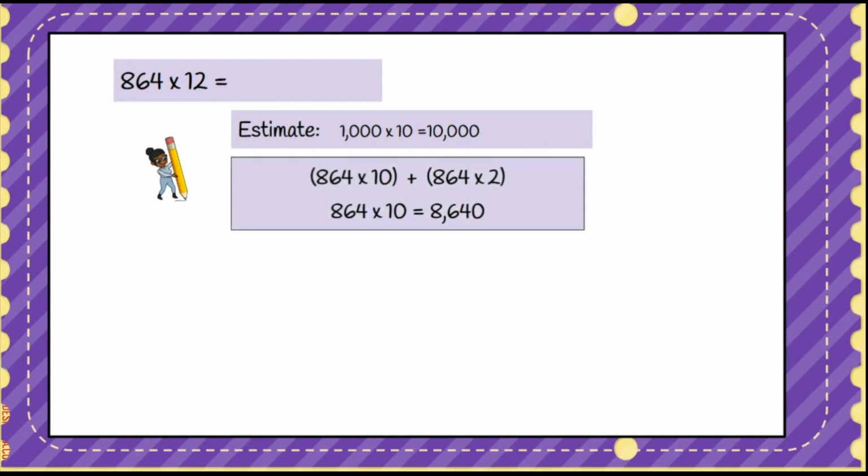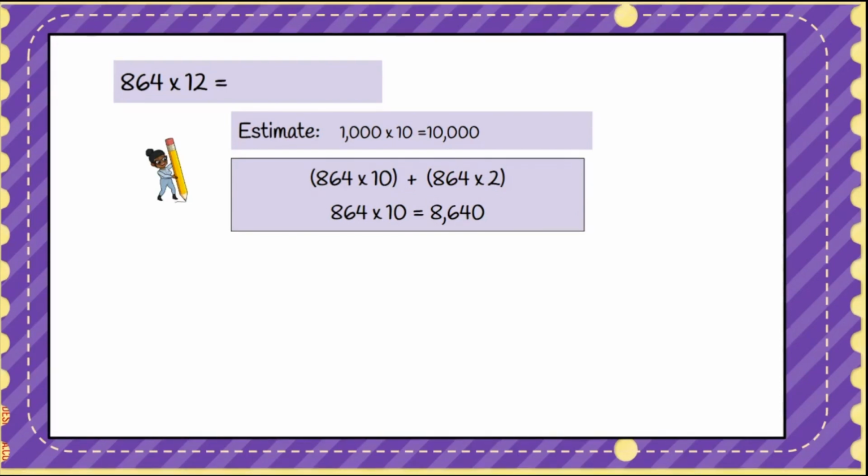Next, I decompose 12 so I can have 864 times 10 plus 864 times 2. 864 times 10 gives us 8,640. Because we have a base 10 number system, when we multiply a number by 10, the digits in the product shift one place to the left.